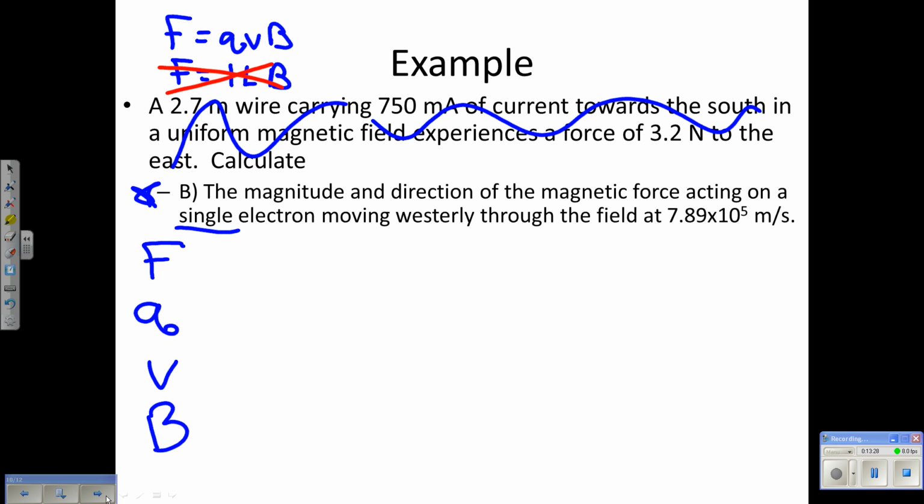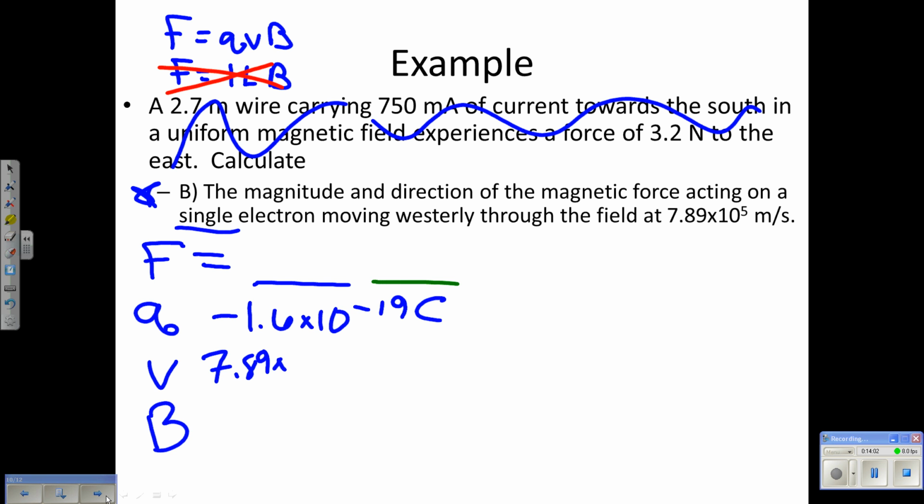We're looking for the direction and the magnitude of magnetic force. We don't know either of those. It's a single electron. Now, flashback to electrostatics. Q is negative 1.6 times 10 to the negative 19th coulombs, moving westerly through a field at 7.89 times 10 to the 5th meters per second. And it's moving west.